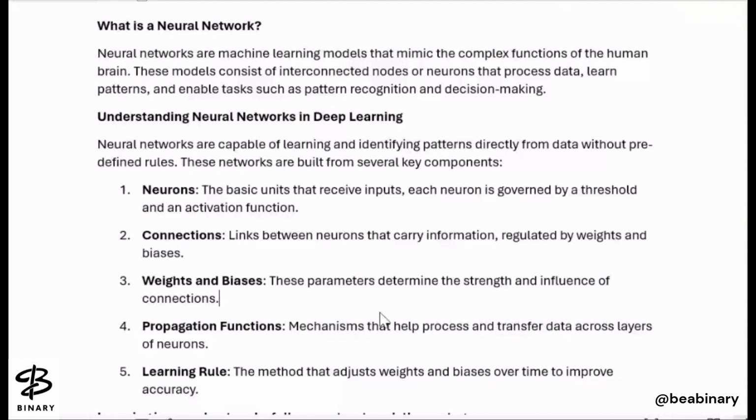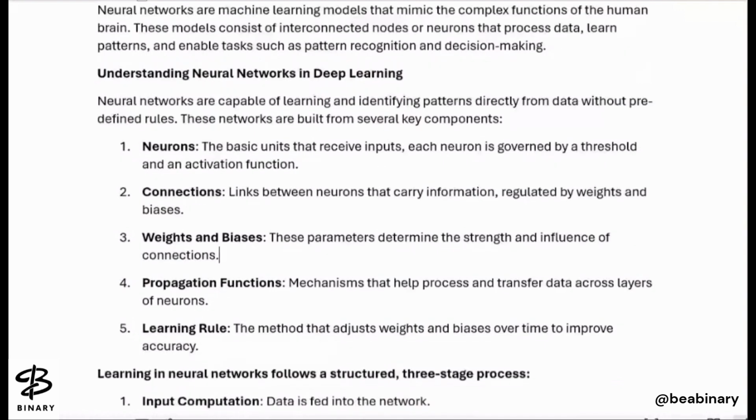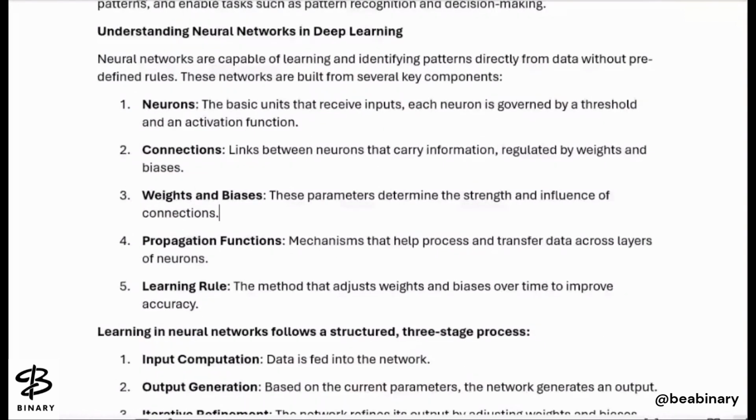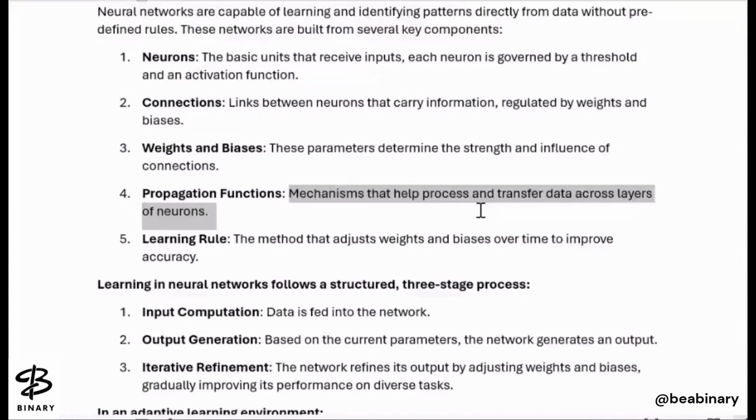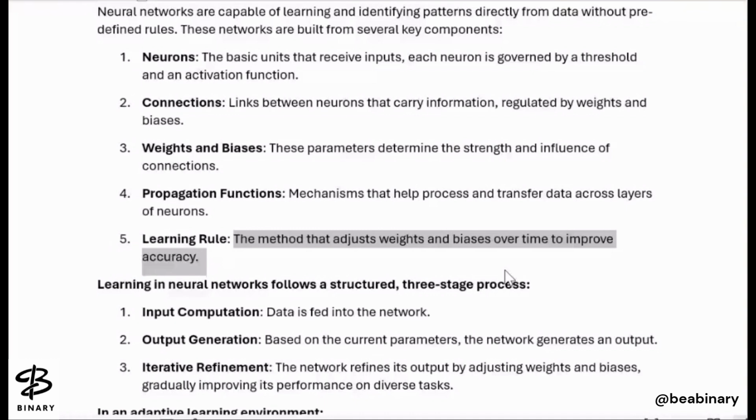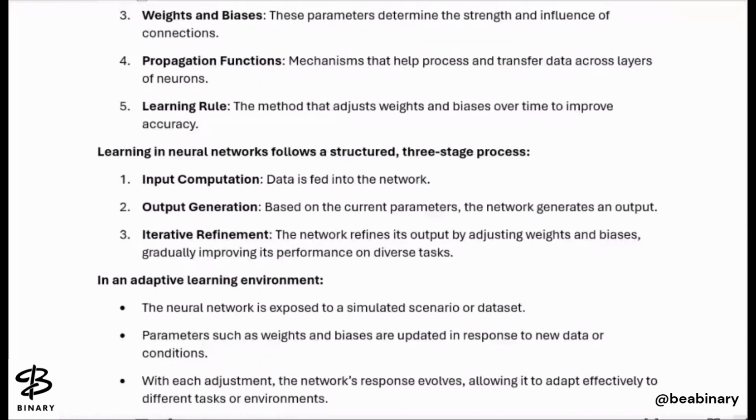Then the propagation function, the mechanisms that help process and transform data across the layers of neurons. Then the learning loop, the method that adjusts weights and biases over time to improve accuracy. So learning in neural networks follows a structured three-stage process: input, computation, output generation, and iterative refinement.